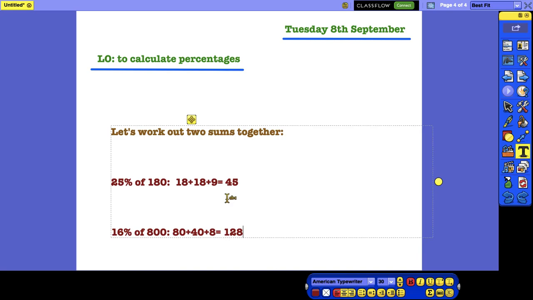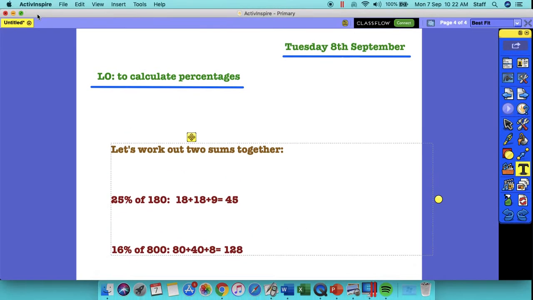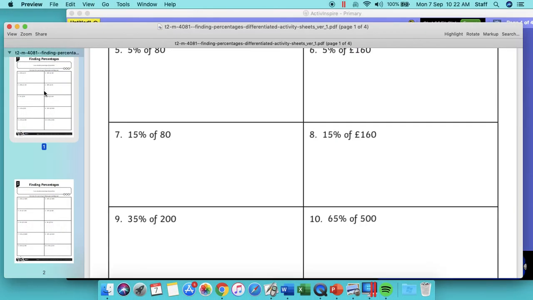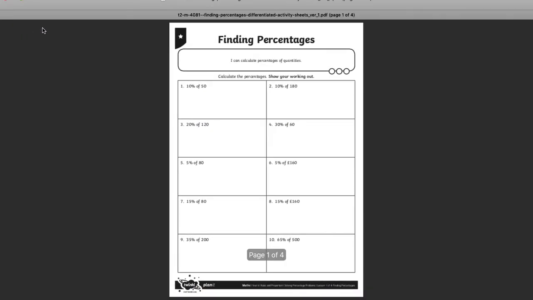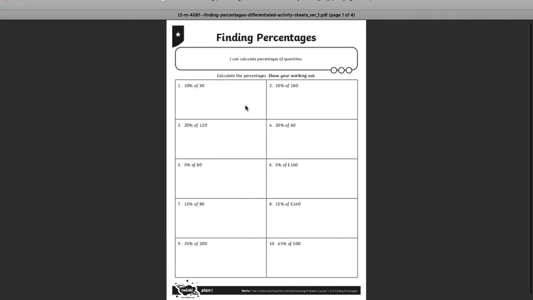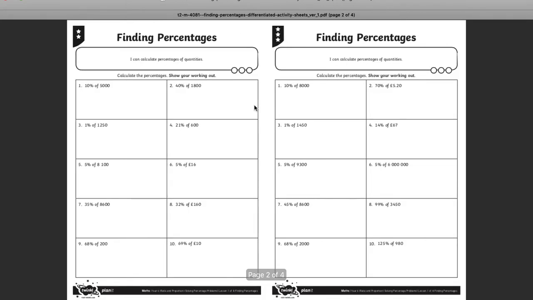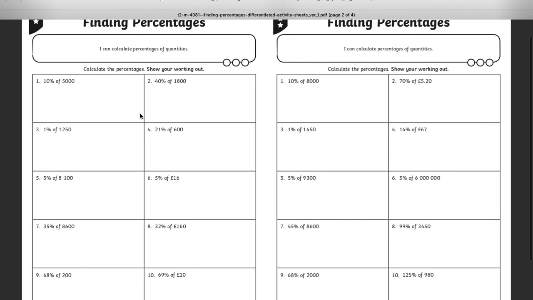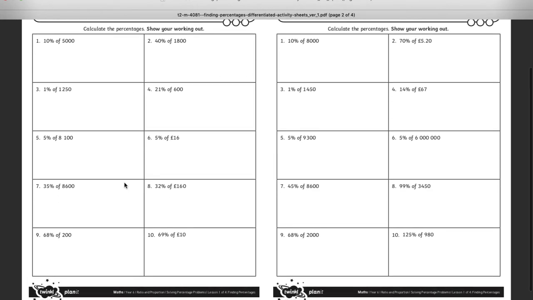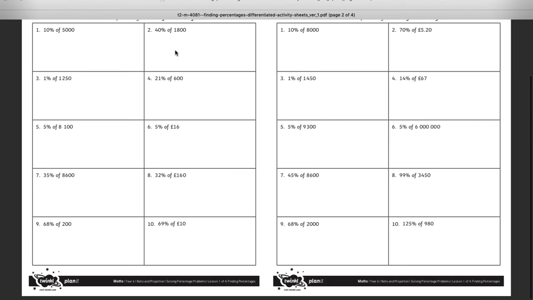Okay? What I want you to do is have a go at some of these activities here. This is the first one I want you to have a go at. This one is slightly simpler, but if you're feeling confident, then you can go on to the second and third one. I'll definitely put the second one up here. Have a go at these 10 sums.